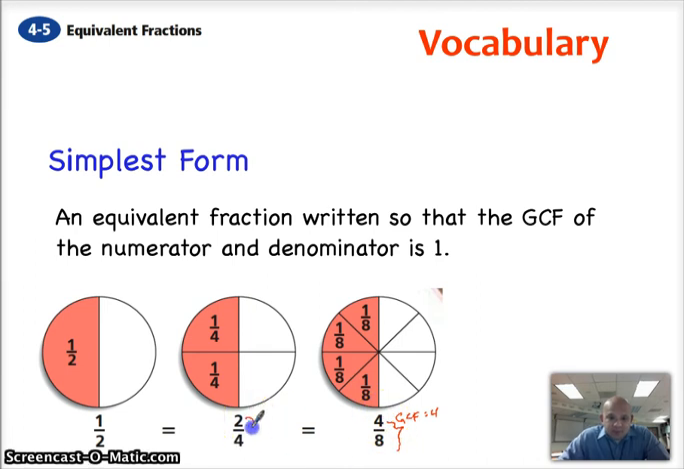The greatest common factor here, I can readily see 2 goes into both of them. In fact, 2 is the greatest common factor, and so that's not written in simplest form. I get to here and I find that the only factor that is common to both 1 and 2 of the numerator-denominator is 1. This is written in simplest form.